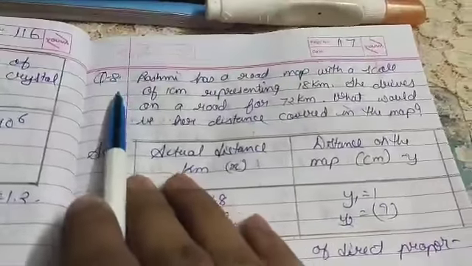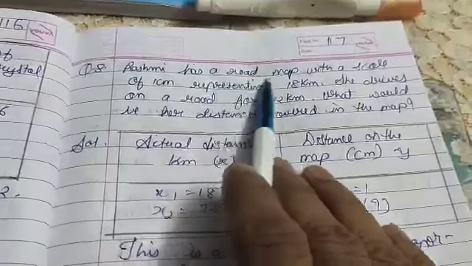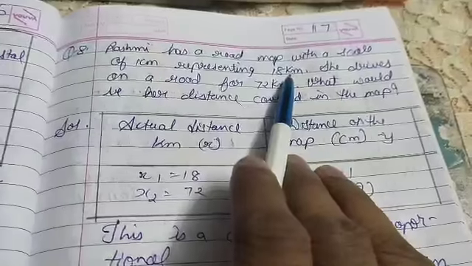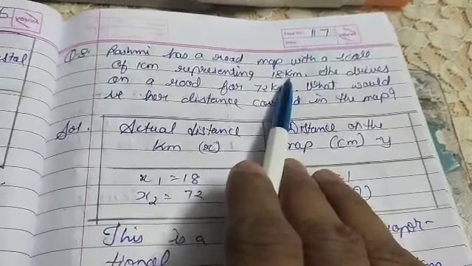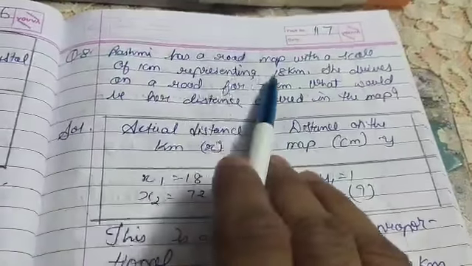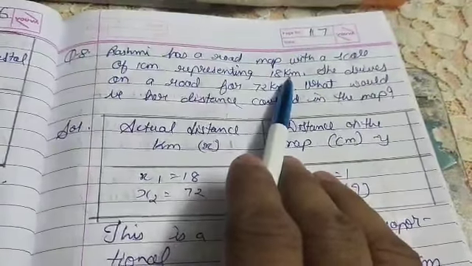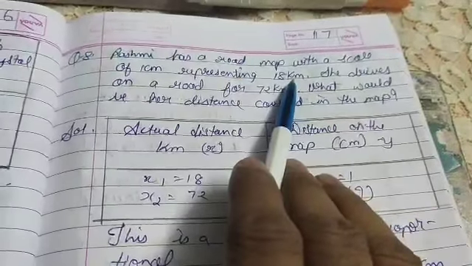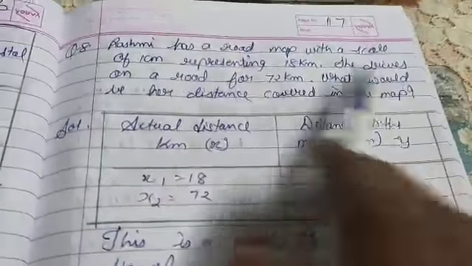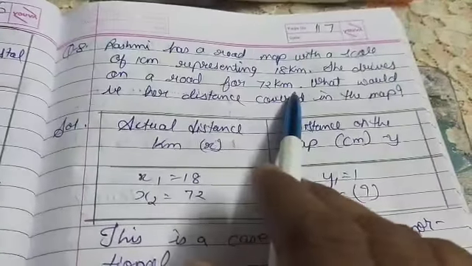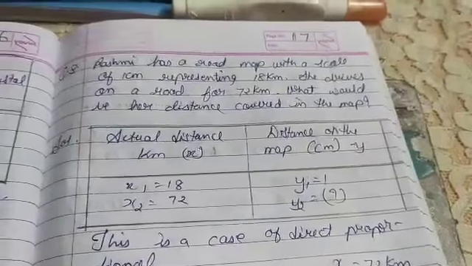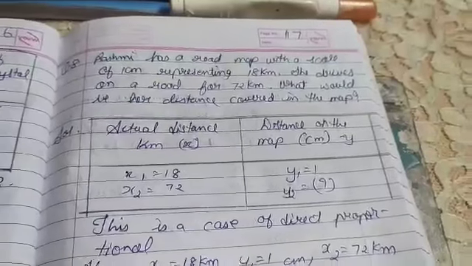Now let us see question number 8. Rashmi has a road map with a scale of 1 centimeter representing 18 kilometer. Now, 18 long kilometers are represented in 1 centimeter in a road map, because we cannot draw such long kilometers in a road map. So huge scales are reduced to a small scale in a map. She drives on a road for 72 kilometer. So what would be her distance covered in a map? Means if she wants to drive 72 kilometer, how much distance will it cover in a map?